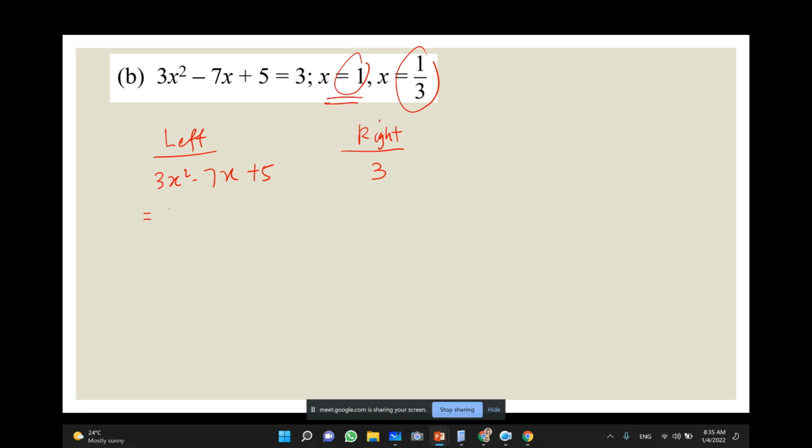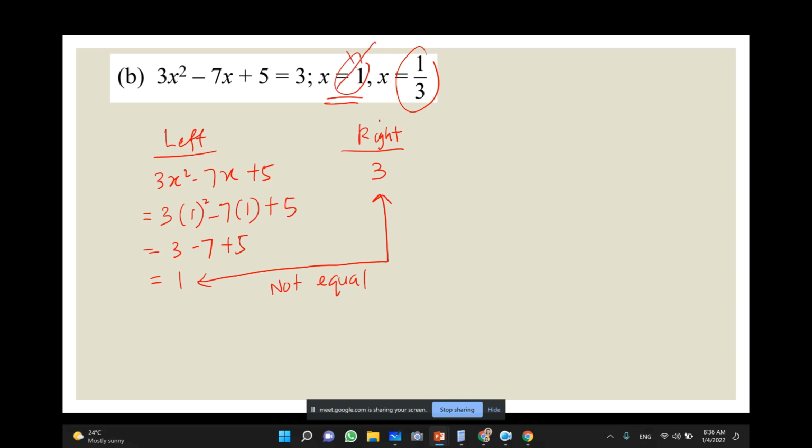If x is equal to 1, I substitute x equal to 1 into 3x squared minus 7 times 1 and solve this. 1 squared times 3 is 3. 7 times 1, 7. So 3 minus 7 is negative 4. Plus 5 equal to 1, correct. So check, equal or not? Not equal, right? So is it the root? No, it's not the root of the equation. Okay, so the first one is not the root.